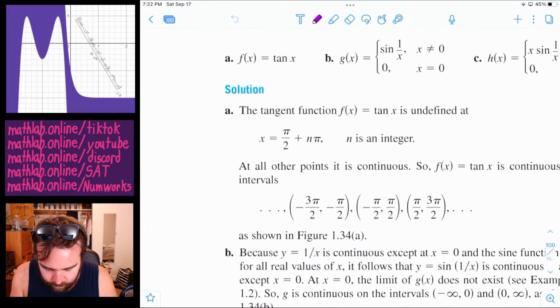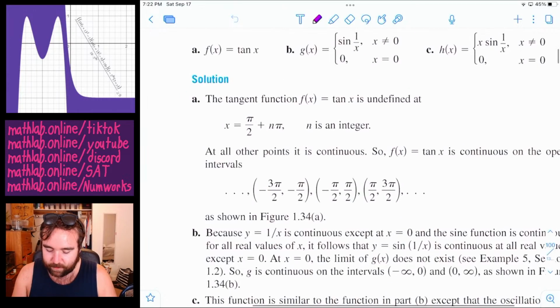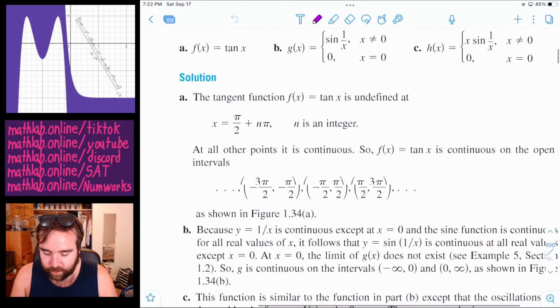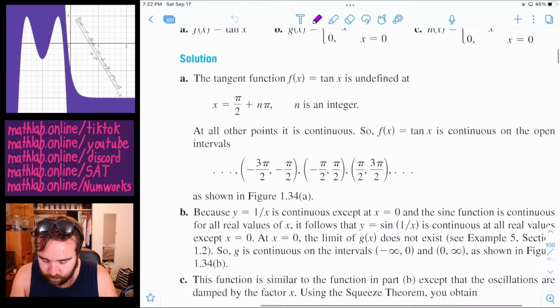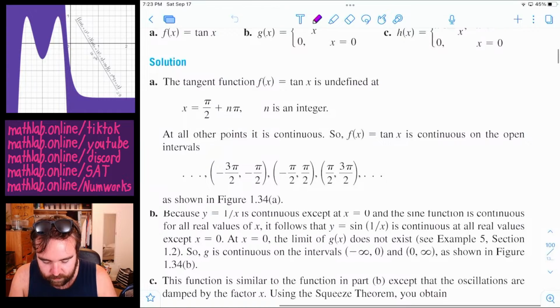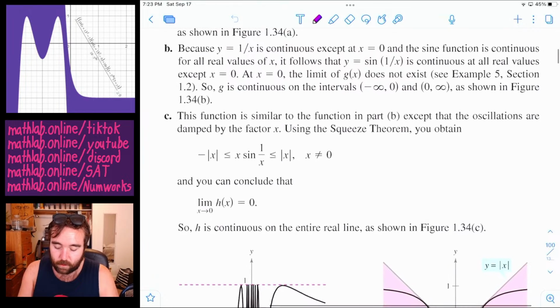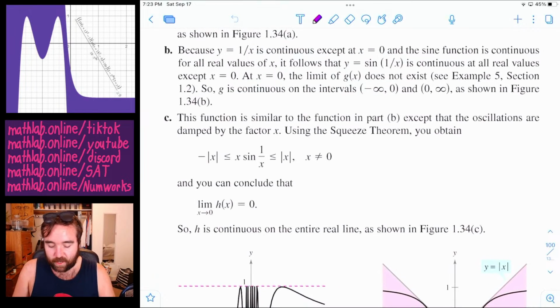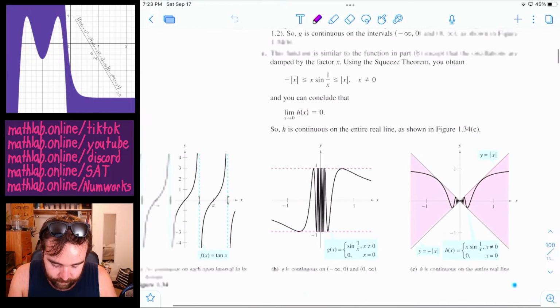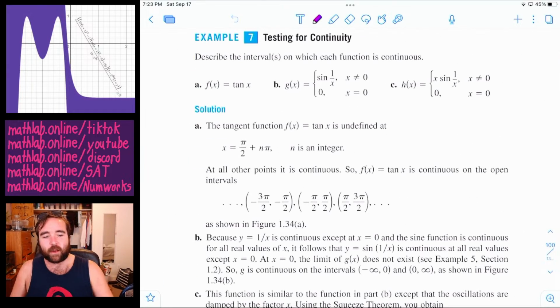So here, yeah, they did that. They didn't do it in interval notation, so I one-upped them on that. So we got it right for A. For B, because 1 over x is continuous up to 0, yeah, so g is continuous from negative infinity to 0 and 0 to infinity. Yeah, so we got that right. C, h of x is continuous on the entire line. Yep. And then there's our graphs. That is beautiful. Love getting answers right.